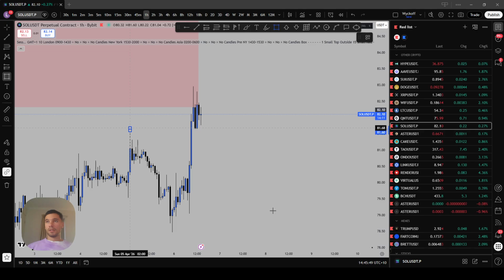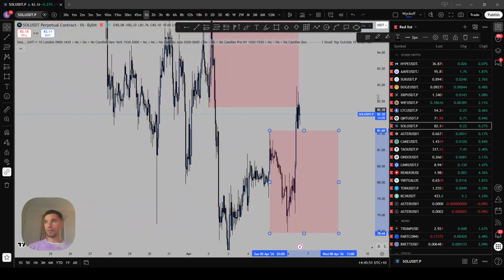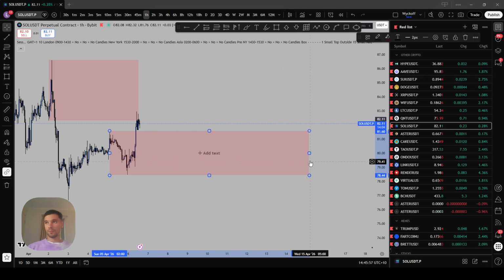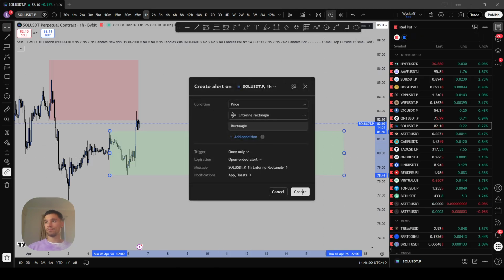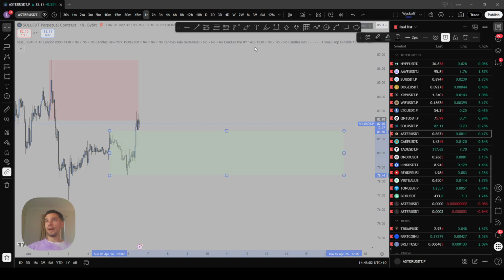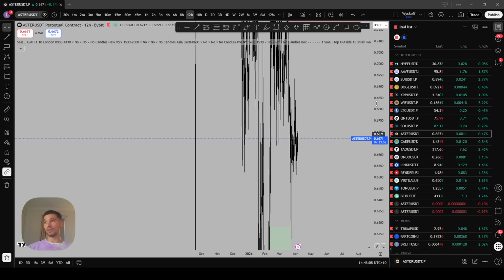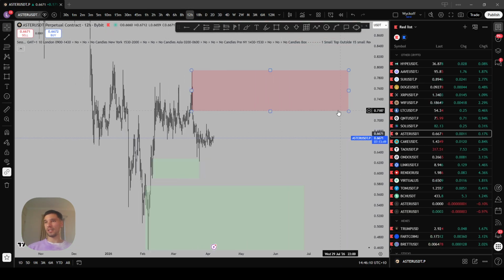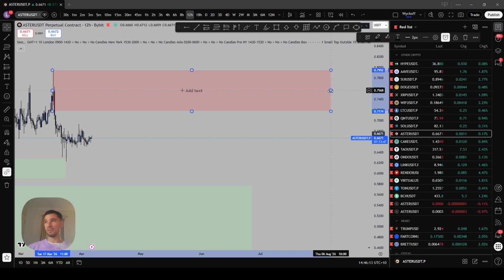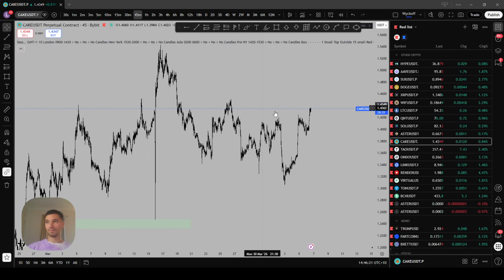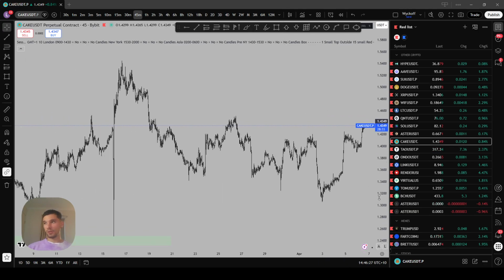And we have created demand here. Asta was doing nothing yesterday, and it's been doing nothing for a while. Just terrible ranging price action, just bouncing from supply and demand. Cake. I wouldn't be counting this as a distribution.